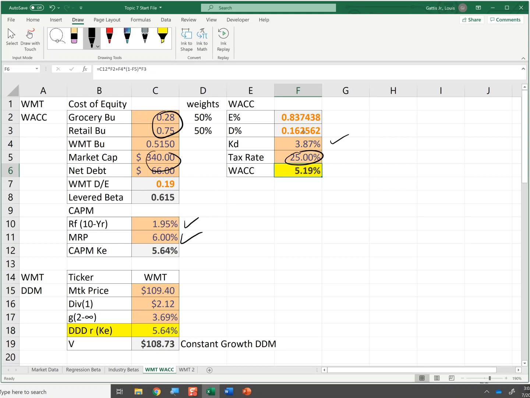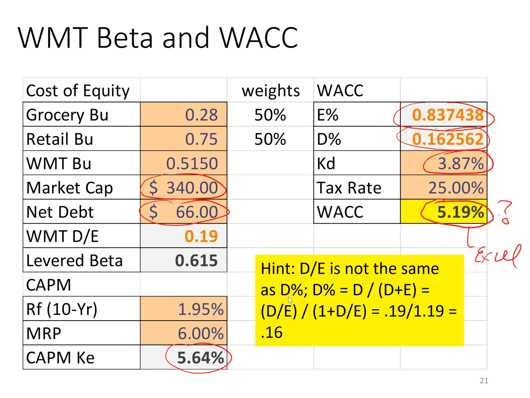So on average, debt holders demand 3.87%, equity holders demand 5.64%, and the weighted average of those numbers, adjusting for the tax shield, is 5.19%. So if Walmart acquires money through debt or equity, the weighted average is 5.19%. So now we're going to use that information to then value their stock.